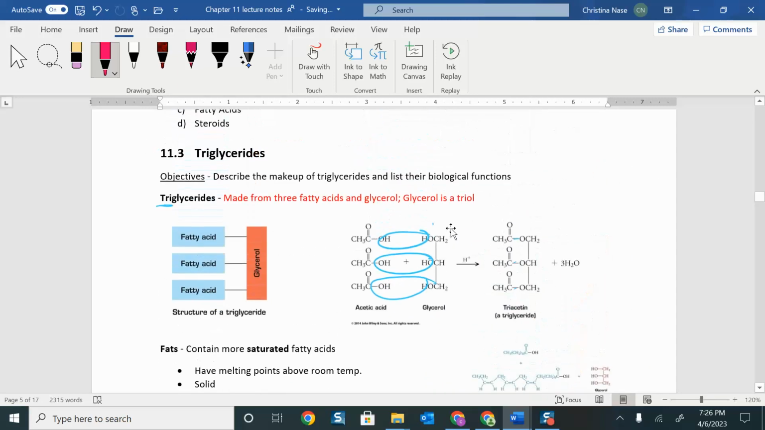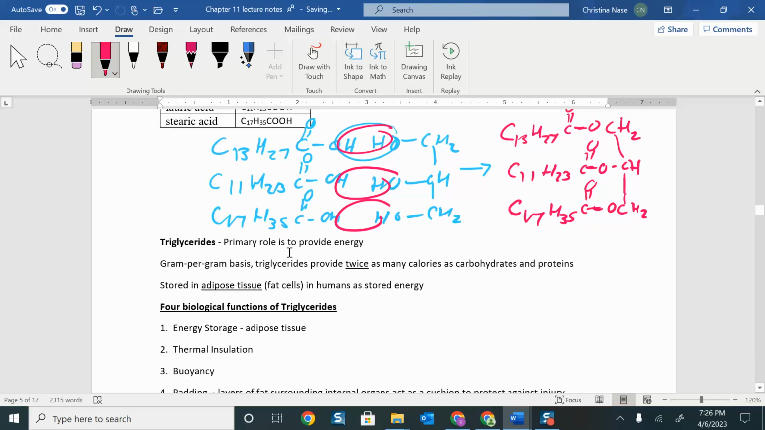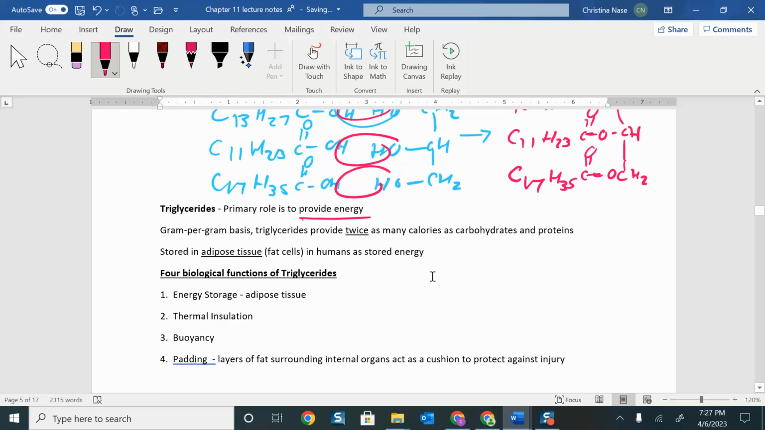So when we're talking about triglycerides, I want you to visualize this. You got a glycerol with 3 fatty acids. These lines connecting them are ester linkages. That's that C double bond O with an O. Triglycerides, their primary role is to provide energy. These are energy storage. You're storing energy, storing those fats in this triglyceride compound. Gram per gram basis, you're going to get twice as many calories as you would from carbohydrates and proteins. These are generally stored in your adipose tissue. These are your fat cells. That's how we store our energy. So they provide energy. That is the main energy storage in adipose tissue.